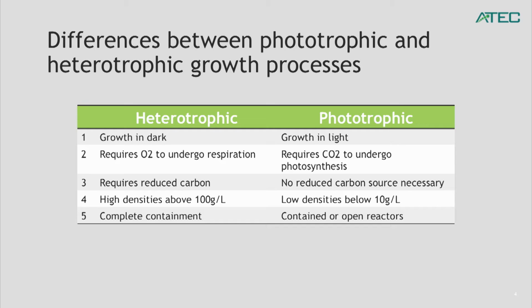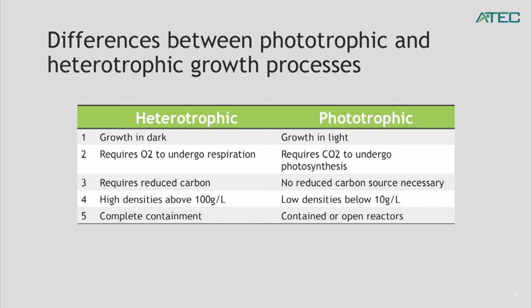For heterotrophic growth, you also require O2, whereas in phototrophic growth, you require carbon dioxide. For heterotrophic growth, you require a reduced carbon source, and we'll go over a list of different reduced carbon sources. For phototrophic growth, you don't require any reduced carbon source.